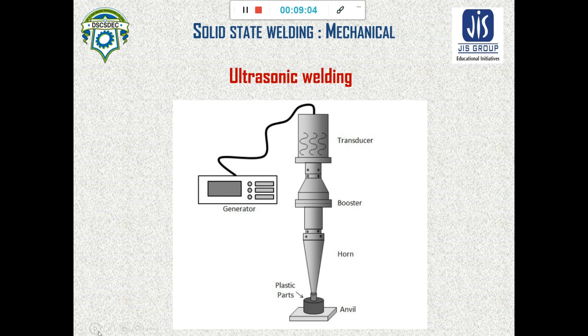After the transducer, that vibration should be amplified, and that amplification is done by the booster. From the booster, the vibration is given to the tip of the transducer, that is the horn. The horn delivers that vibration to the workpiece, the part to be welded, that is placed on an anvil. Due to that vibration, the part will undergo plastic deformation, and due to plastic deformation there will be a bond generation in solid state, and this process is known as ultrasonic welding.